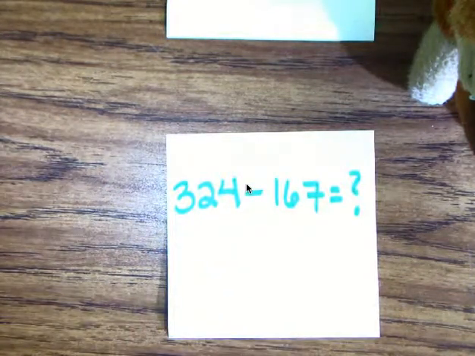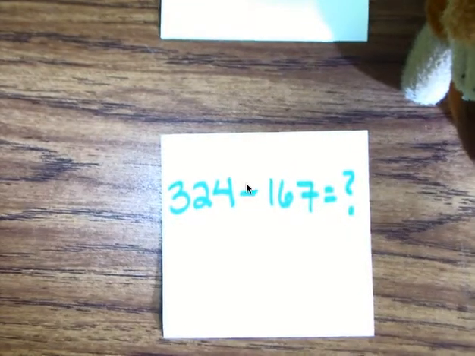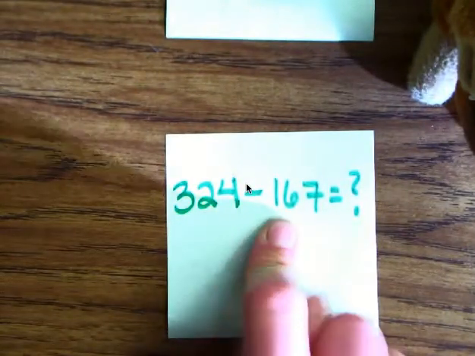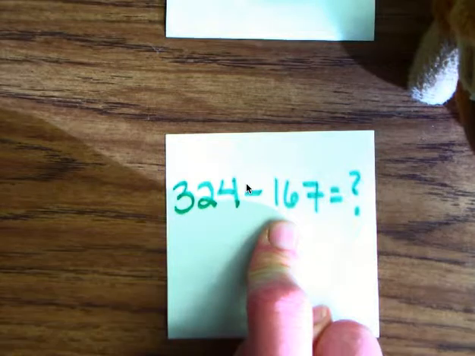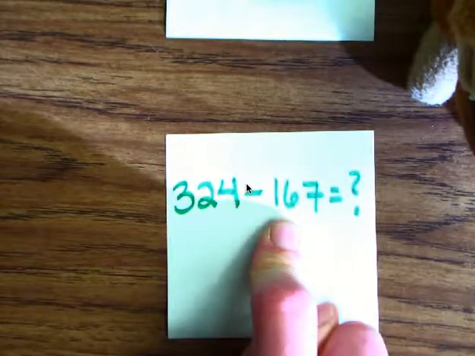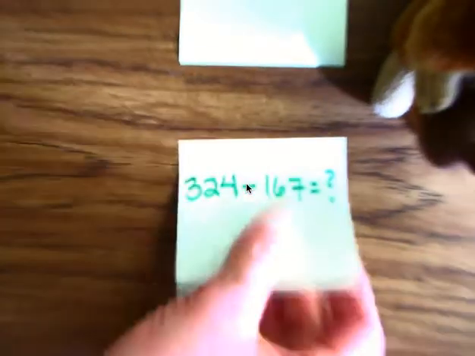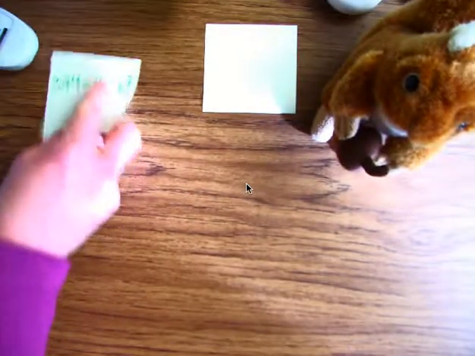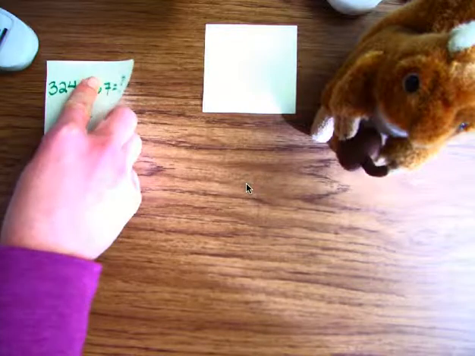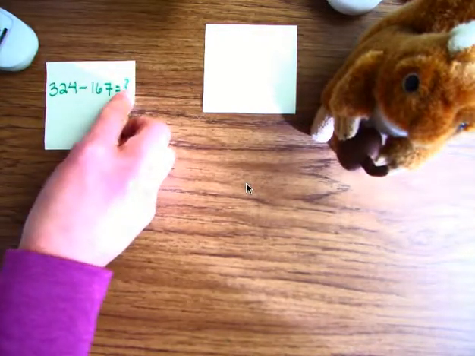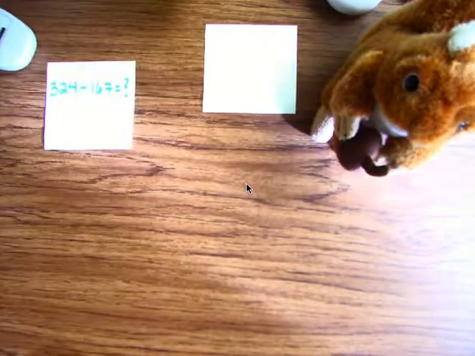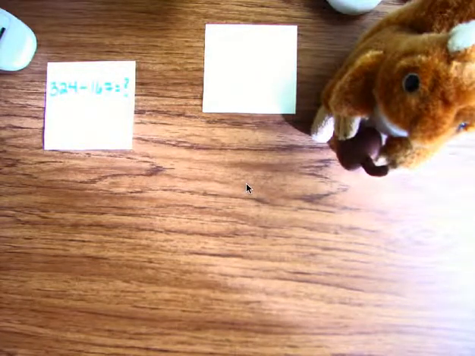So for example, what happens if I give you the problem 324 minus 167? I'm going to show you a way to get comfortable with base 10 blocks so that you can solve this. I'm going to put this off to the corner for now so you can keep that number in mind. I'm going to be using my base 10 blocks to solve our problem. It's a way for you to visualize how we're going to do this.